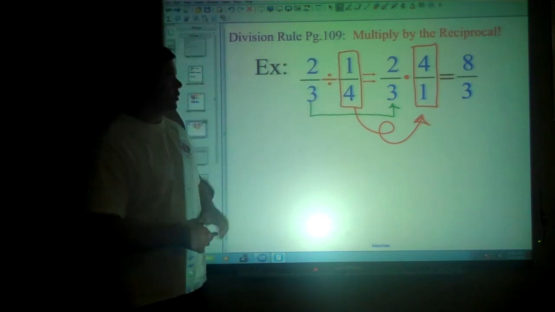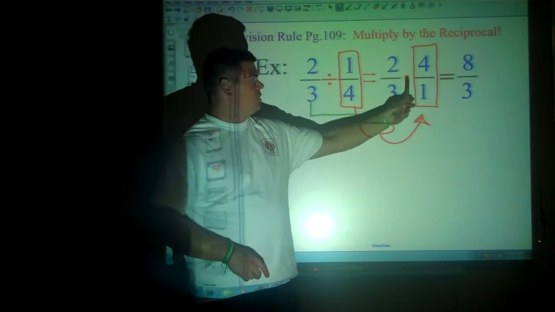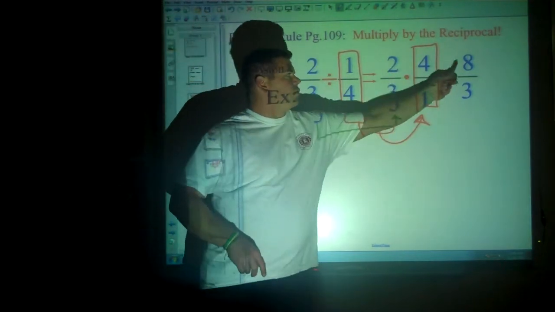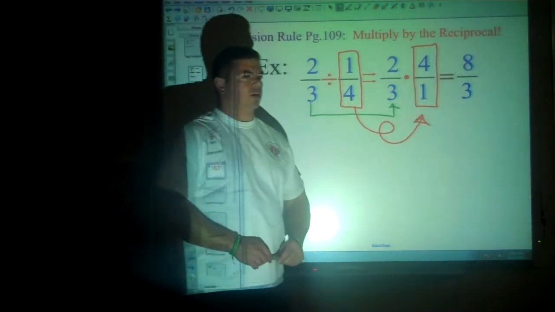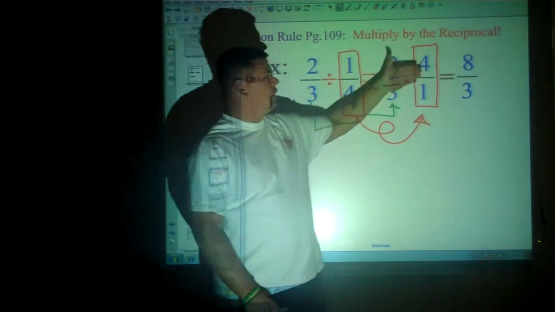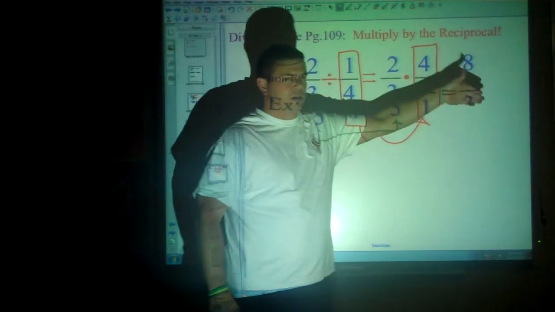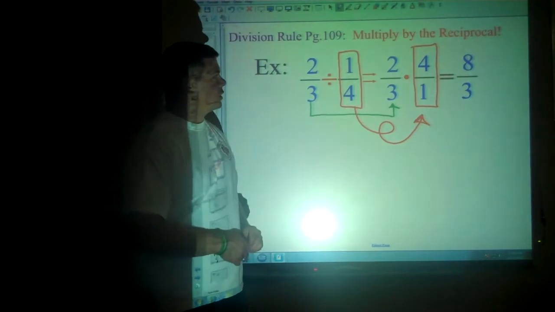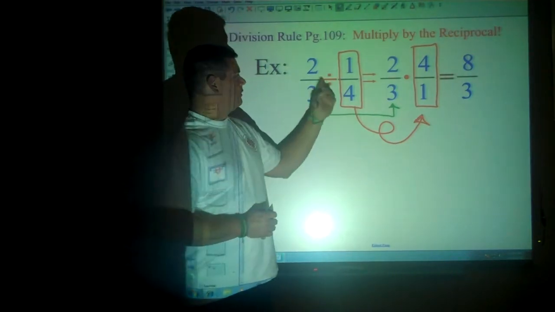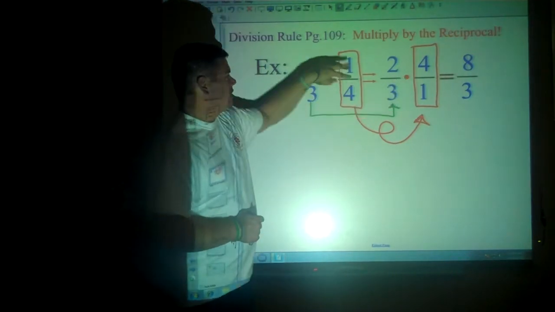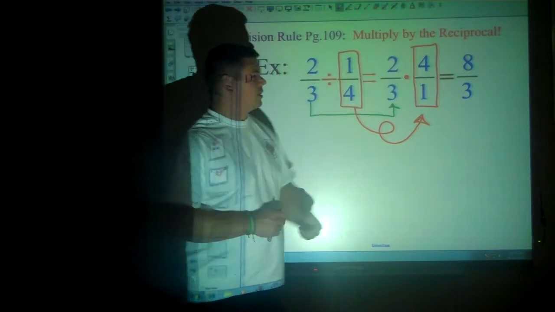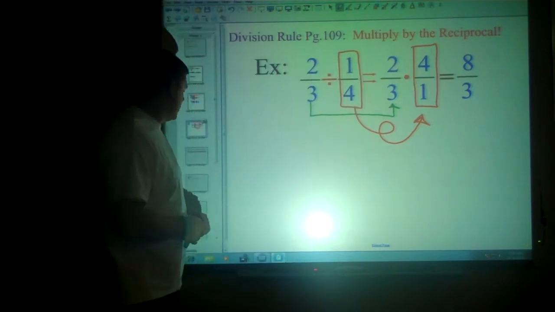Then once you turned it into a multiplication problem, notice it was division, now it's multiplication. Multiply straight across, you get 8/3. You do not have to transfer the improper fraction into a mixed number. You certainly could if you'd like to, but you don't have to. Division to multiplication, second fraction must get flipped. That's the key. If you can do that, then you'll get it.